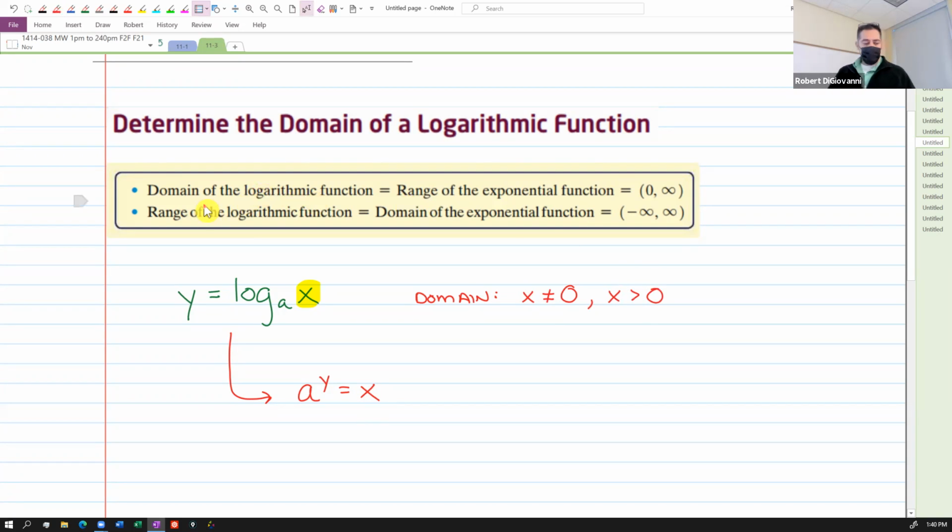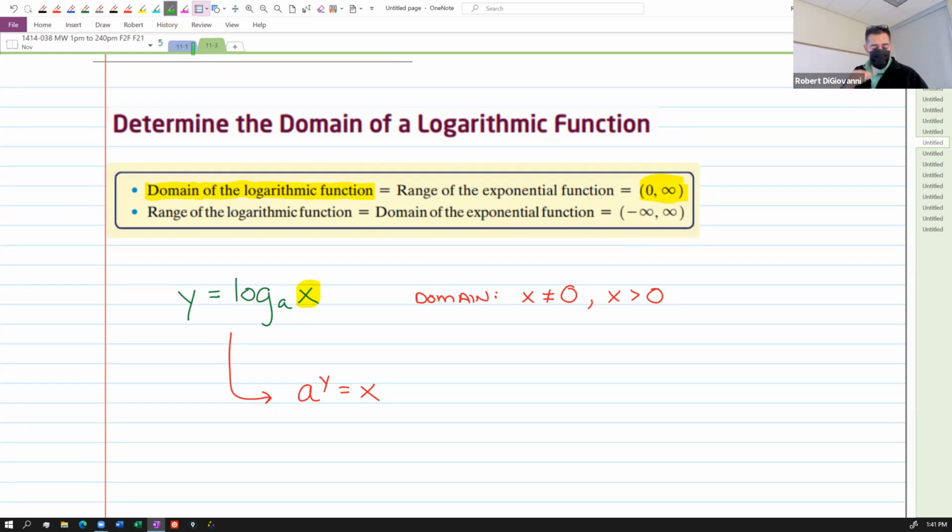So do you see right here in the notes, it says the domain of a logarithmic function equals the range of the exponential, which is 0 to infinity. That's the important part. We can only plug positive numbers into logs. You're not allowed to plug a 0 in. You're not allowed to plug negatives in. All right.